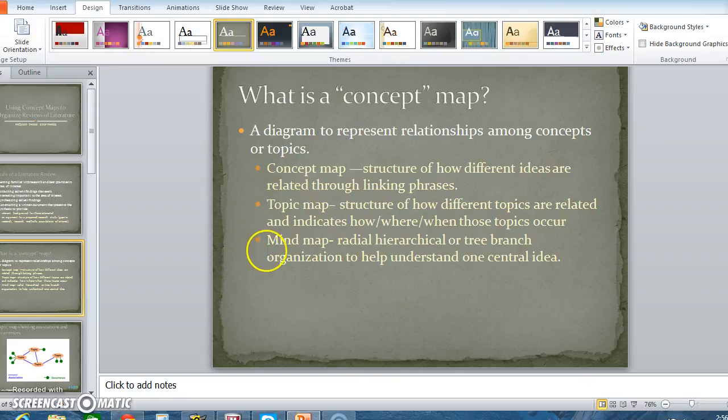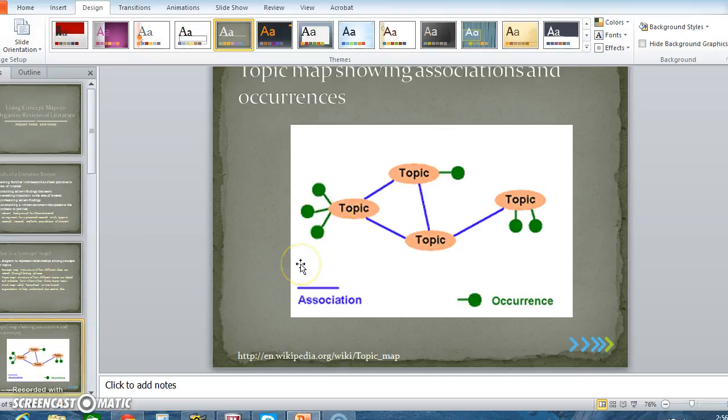And then also there's a mind map, which is more like a tree branch where you organize to consider how one central idea is connected to other sub-ideas. An example of a topic map that shows associations and occurrences could be visualized in this way, in which you have, say, 5 different topics that are connected to one concept that you're looking at.